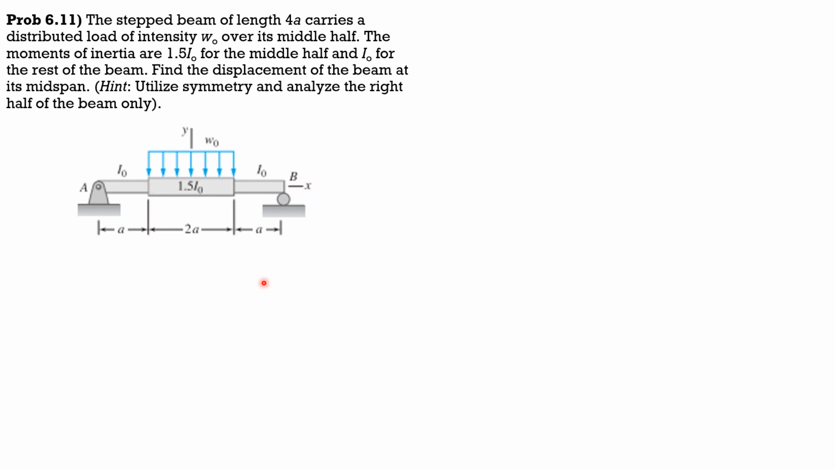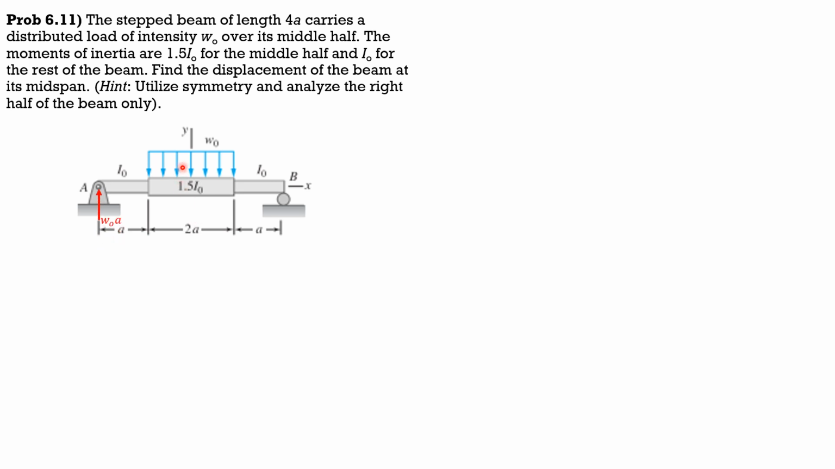So here's the given figure. By symmetry, the maximum deflection occurs at midspan. Therefore, the slope at midspan is 0. So there is deflection at midspan, and that's the maximum.